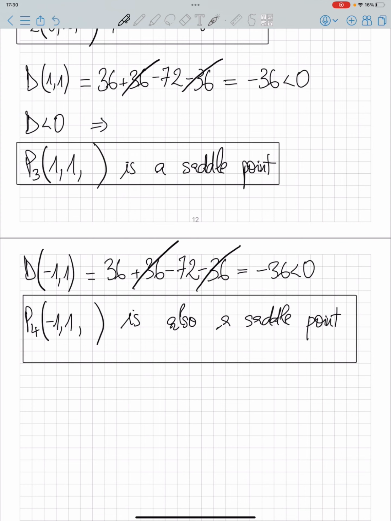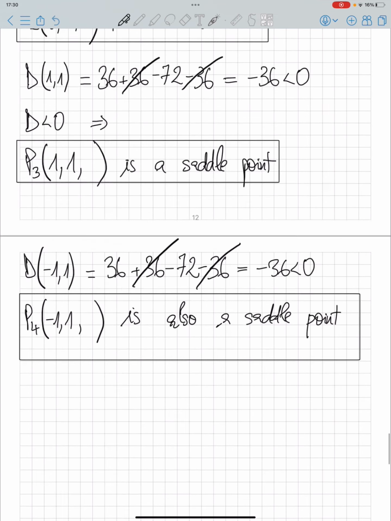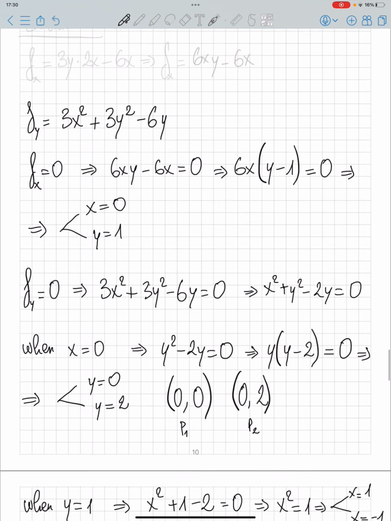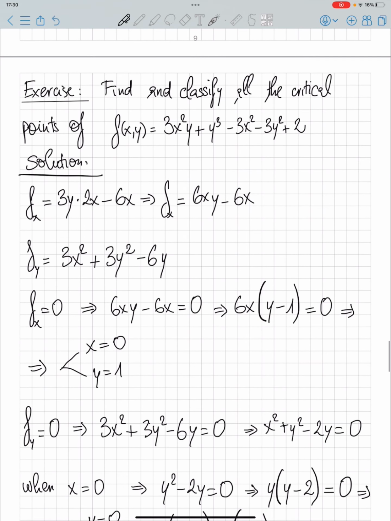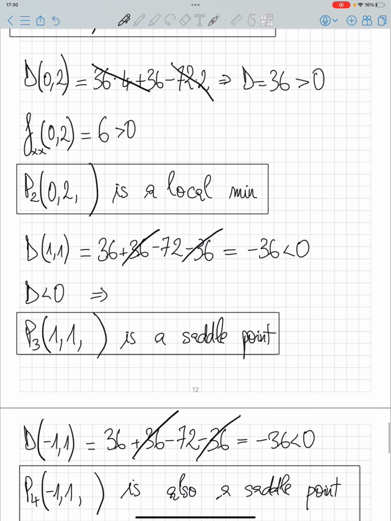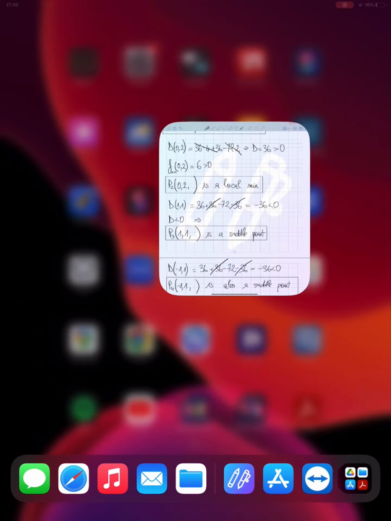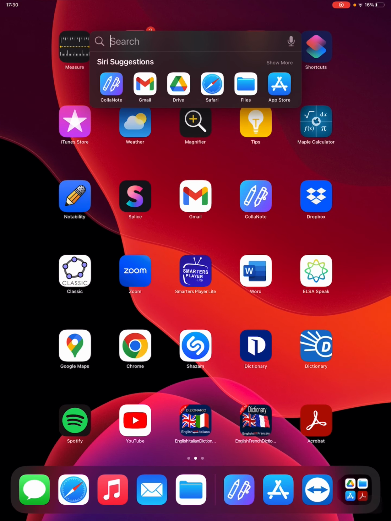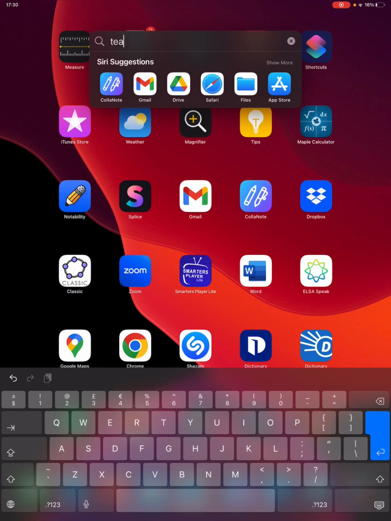Now we have all our 4 critical points, and we can draw our graph. If we want, we can plot the graph using a software called Maple, and then we can also find the z coordinate of each point. So let's do that. Let's open Maple in TeamViewer.